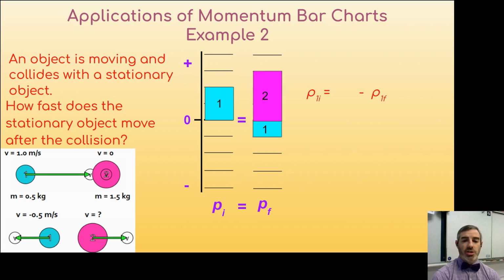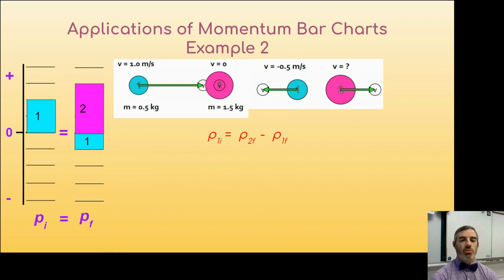Now we know object 2, if the height in the initial situation was 3 and object 1 had a negative 1, well, we know that 3 plus negative 1 has to equal 2. So there's much more momentum for object 2 than object 1 had initially, because object 1 bounces backwards. Now we have our conservation of momentum equation: the initial momentum of object 1 equals the difference of the momentums in the final situation.